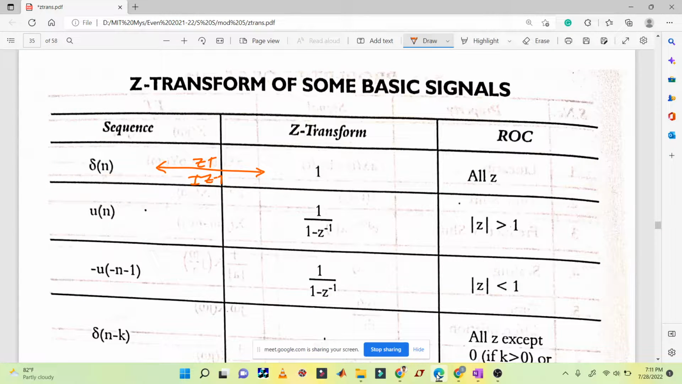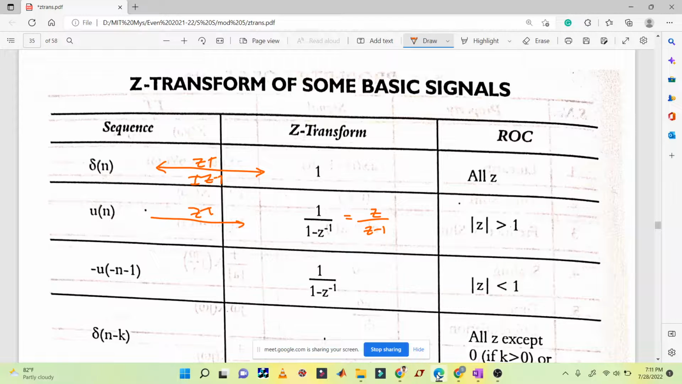Similarly we can have u of n. U of n Z transform ಏನು ಬರುತ್ತೆ, 1 divided by 1 minus Z inverse. ಇದನ್ನೇ ನಾವು Z divided by Z minus 1 ಅಂತ ಬರೀಬಹುದು. ಎರಡೂ ಸೇಮ್ ಆನ್ಸರ್. Okay, remember it.